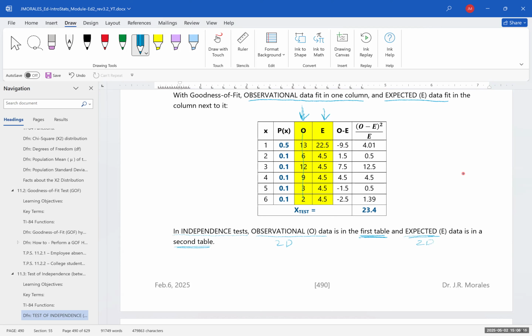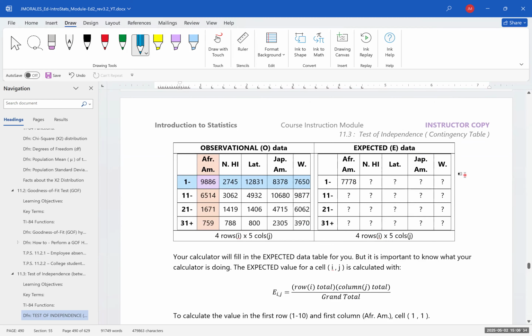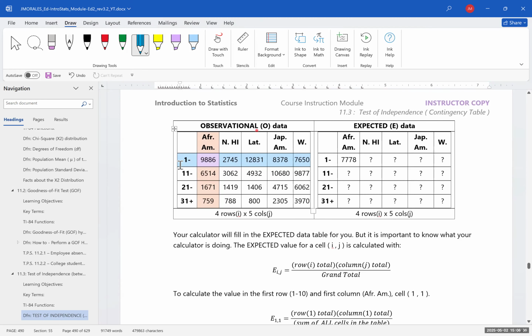So instead of a one-dimensional list and a one-dimensional list, you're now going to have a grid of values and a grid of values. Okay? So this table of ethnicity versus smoking levels is our observed data. And then we're going to have another table just like it that's going to be filled with expected data.